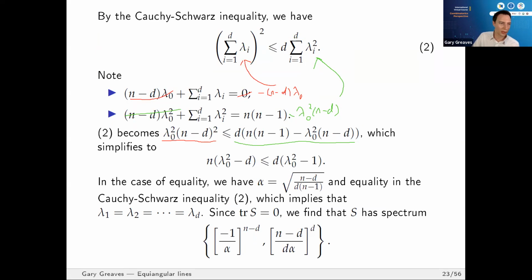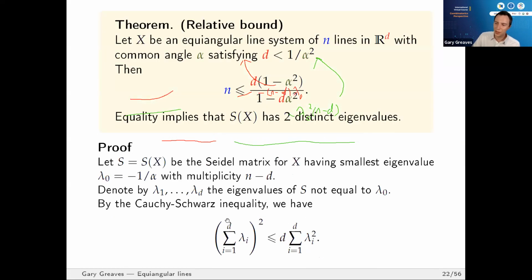Okay, I see a question in the chat. Thanks for your question. It says why we multiply with d in the inequality. So this is this d here, I suppose. Why do we multiply that? That's because that's the inner product of the all ones vector with itself.